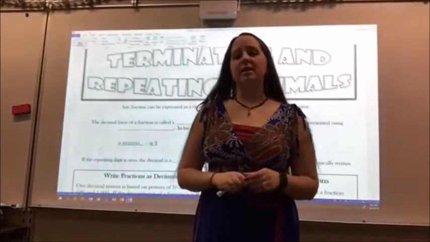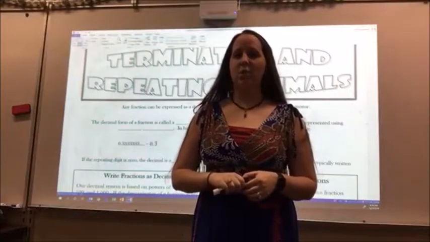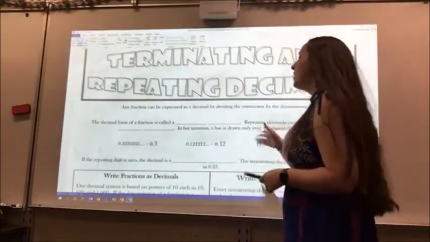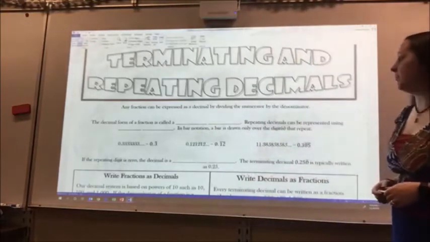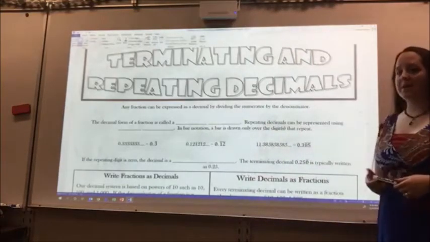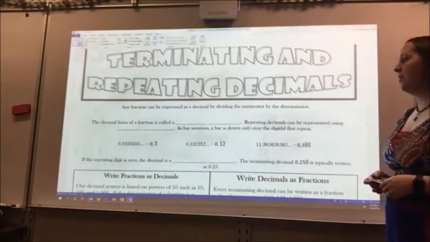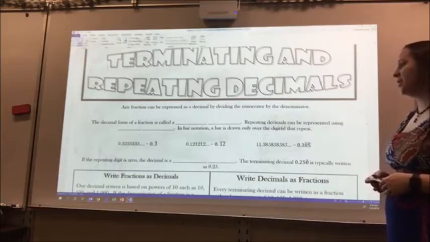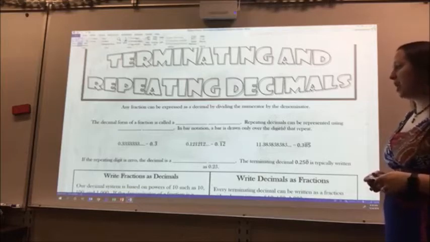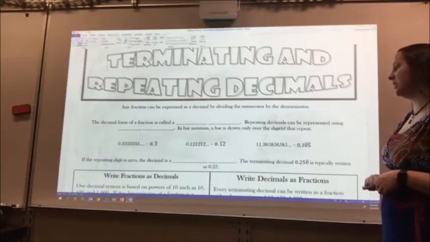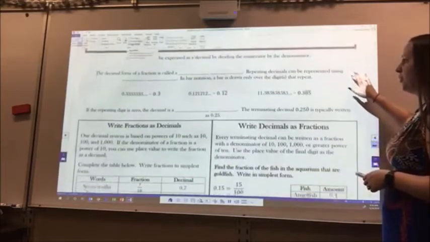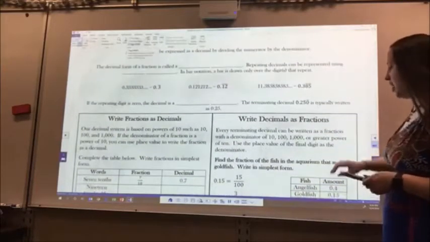Right, this is chapter 4, lesson 1, terminating and repeating decimals. So, any fraction can be expressed as a decimal by dividing the numerator by the denominator. The decimal form of a fraction is called a blank blank. Repeating decimals can be represented using blank blank. In bar notation, a bar is drawn only over the digit or digits that repeat. So, in those blanks, you're going to put repeating decimal and bar notation.